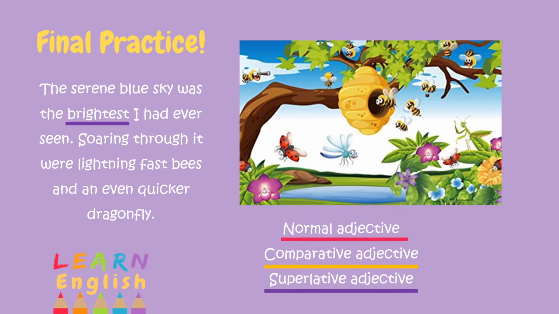In this example, the normal adjectives are serene, blue, and fast. Lightning is also an adjective here because it is being used to describe a noun. It is describing the bees. We also have a comparative adjective, quicker, and a superlative, brightest. Check your writing and see if you managed a normal adjective as well as a comparative, ER adjective, and a superlative, an est adjective. Really well done if you did.